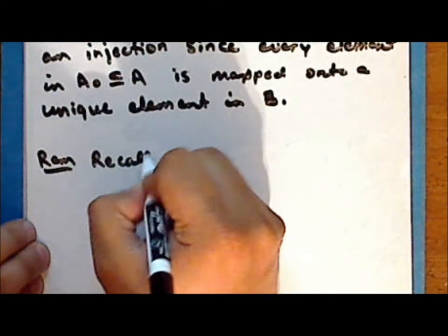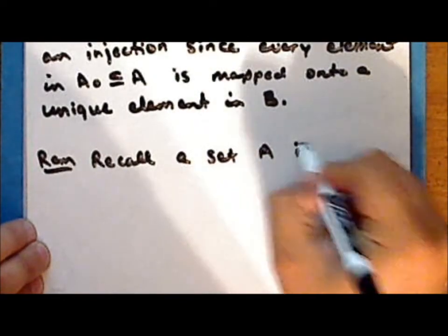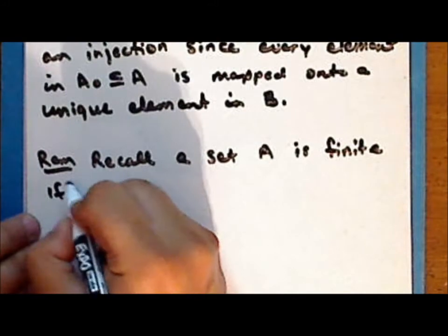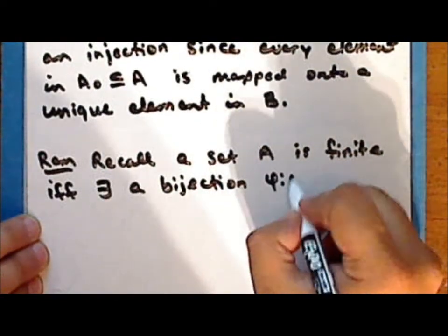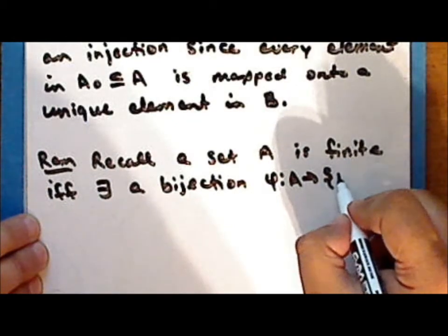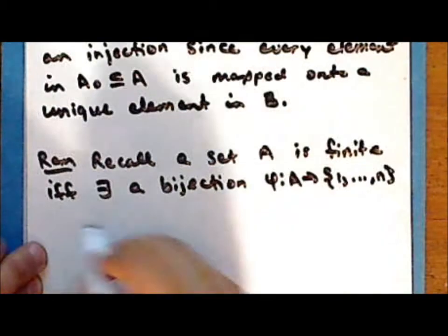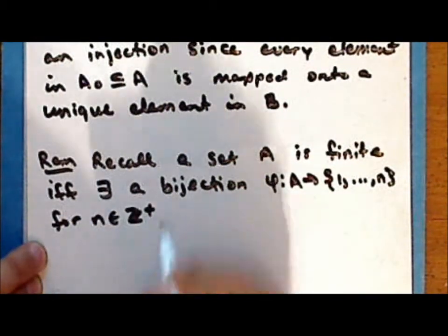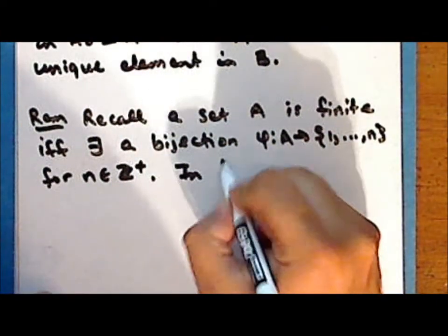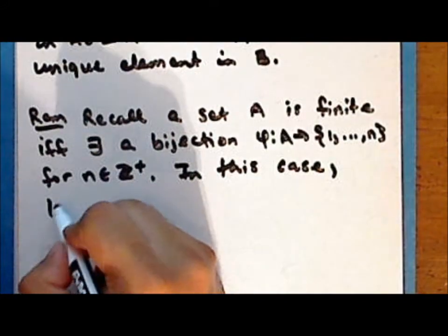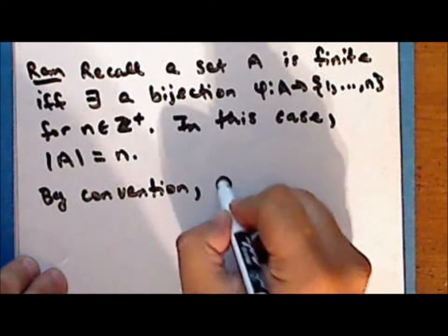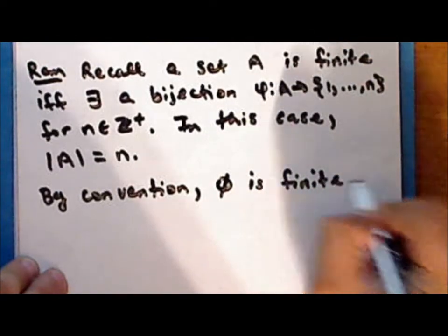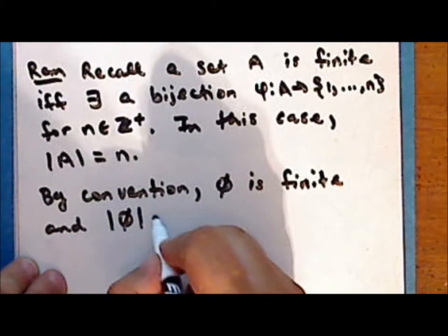So recall, a given set A is finite if and only if there exists a bijection, which we will call phi, from the set A into a finite set starting with 1 and ending with a positive integer n. In this case, the cardinality of the set A is the positive integer n. Now, by convention, the empty set is finite, and the cardinality of the empty set is 0.